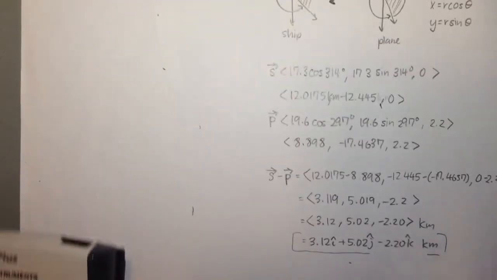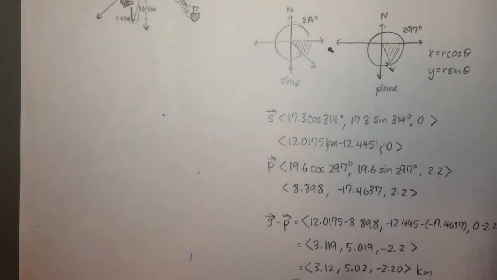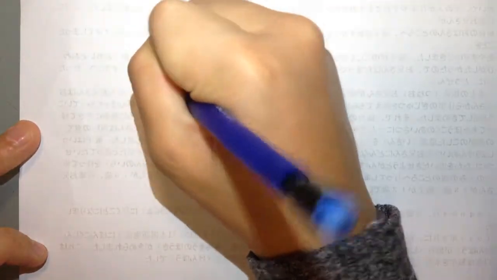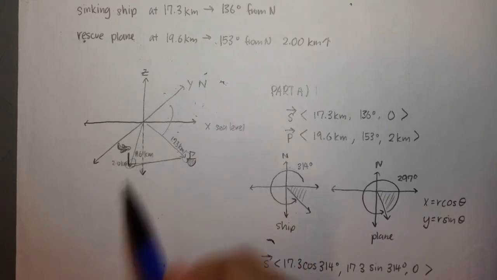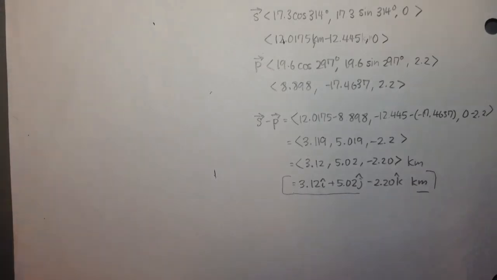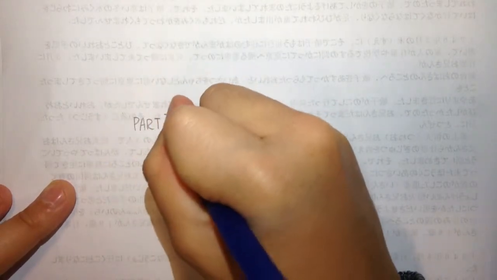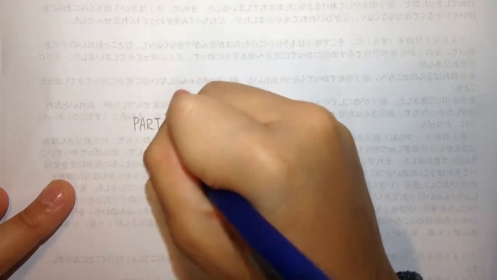So now going on to part B, which is also very simple. I'll use another piece of paper. So part B. Part B is asking us to figure out how far apart they are. So basically what we want to do is find from here to here. To do that, we're just going to find the magnitude of the vector we found in part A.